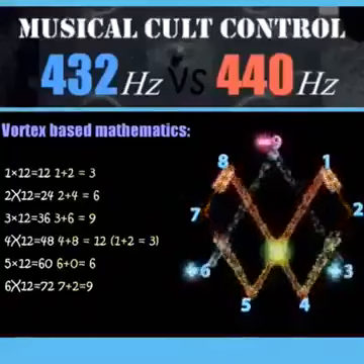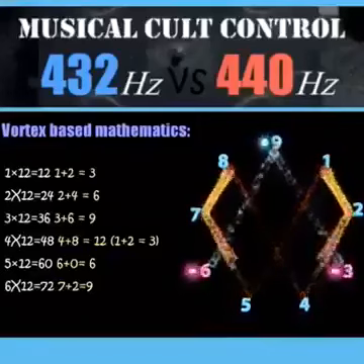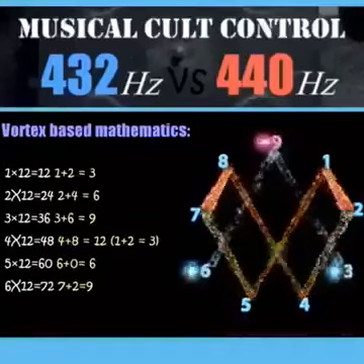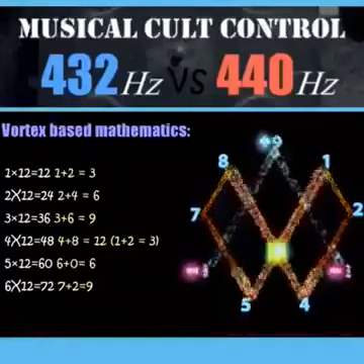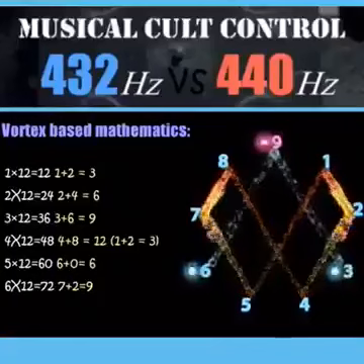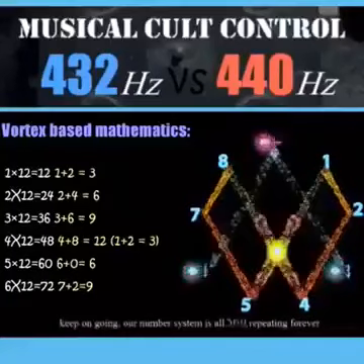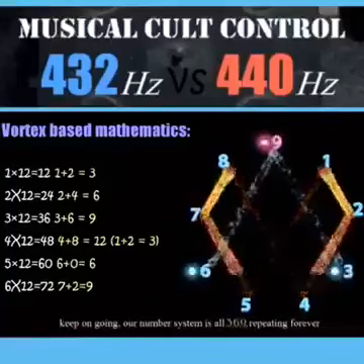4 times 12 equals 48. 4 plus 8 equals 12. 1 plus 2 equals 3. 5 times 12 equals 60. 6 plus 0 equals 6. 6 times 12 equals 72. 7 plus 2 equals 9. Now if you keep on going, you'll notice that our number system is all 3, 6, and 9, repeating forever.